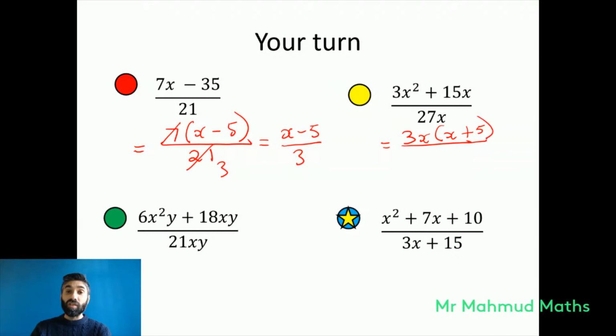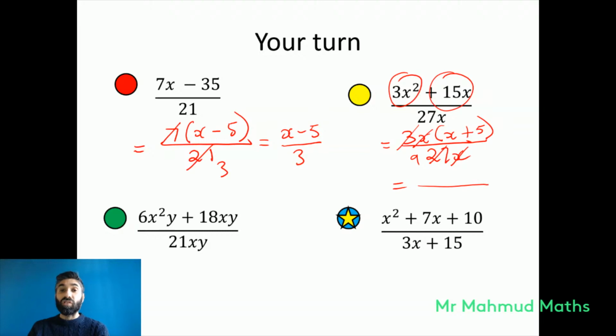Okay, and you can check your answer by expanding the brackets. So 3x times x is 3x squared. Gives us this. And 3x times 5 is 15x. Plus 5, and over 27x. Now let's simplify it. Now x and x cancel out. And 3 goes into 27 9 times. And that's the simplifying done.